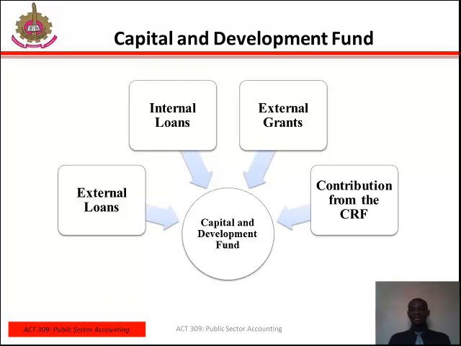We have external loans. The proceeds of external loans raised by the federal government purposely for special capital expenditure. We have external grants. These are forms of money or direct services received from foreign countries or non-financial institutions, for example, IMF, World Bank, and so on. And we have internal loans. These may be raised through sale of stocks, sale of treasury certificates, or treasury bills.